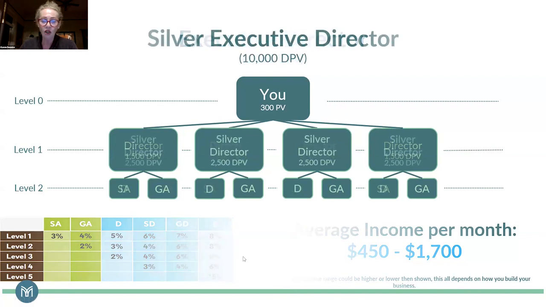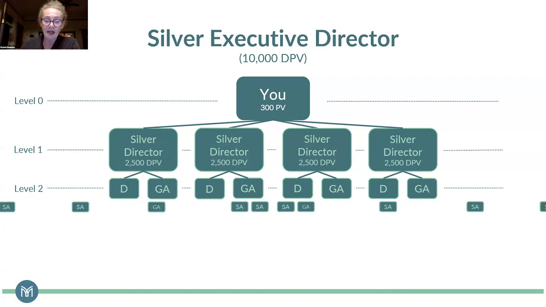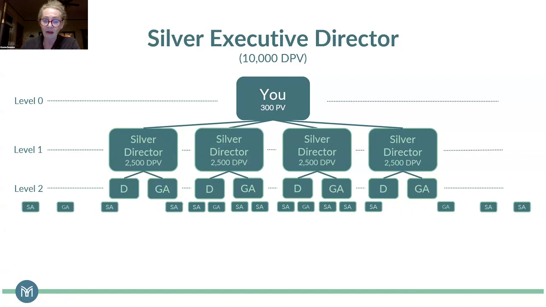So moving along to the next level of Silver Executive Director, and we're just going to use this same format of having 4 personally enrolled associates who have now increased their business to 2,500 DPV. So that includes all their personal volume, their customers, and everyone in their downline. So we're just going to pop their downline in here. So this is how it's working now.